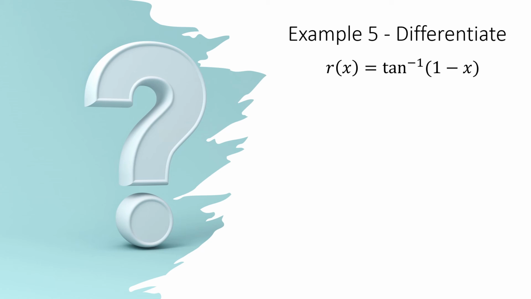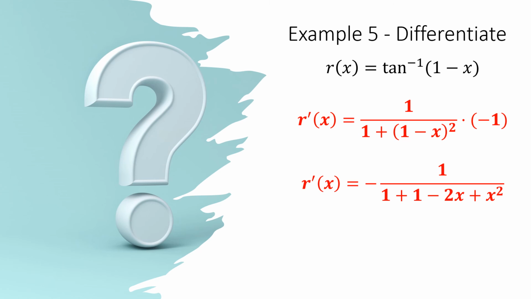The next example, we want to find the derivative of tan inverse of 1 minus x. Remember, your rule for tan inverse is 1 over 1 plus x squared, or whatever the argument of the tan inverse is. So I'm going to have 1 over 1 plus 1 minus x squared. And then we have to chain rule that, so we have to take the derivative of the 1 minus x, which is negative 1. And then cleaning that up, I'm left with negative 1 over 1 plus 1 minus 2x plus x squared. And then adding like terms, I get negative 1 over x squared minus 2x plus 2.